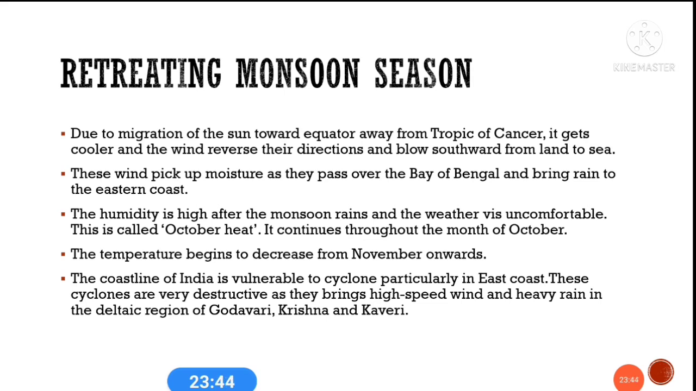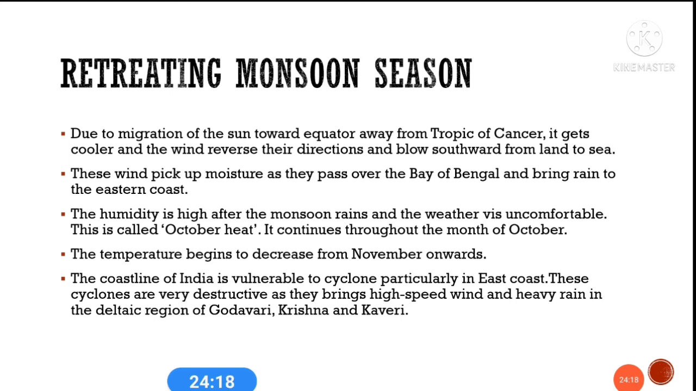As I told you, in the summer time the sun migrates toward the northern hemisphere, due to which it is vertical over the Tropic of Cancer. Now in this case the sun migrates in the southward direction, towards the equator, away from the Tropic of Cancer. So it gets cooler. Obviously if the sun migrates toward the equator, the Tropic of Cancer becomes cooler and the solar rays reach it less.